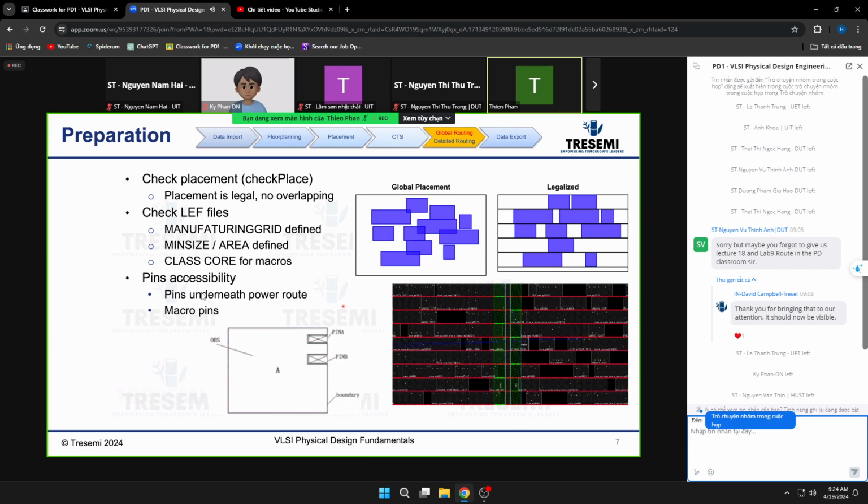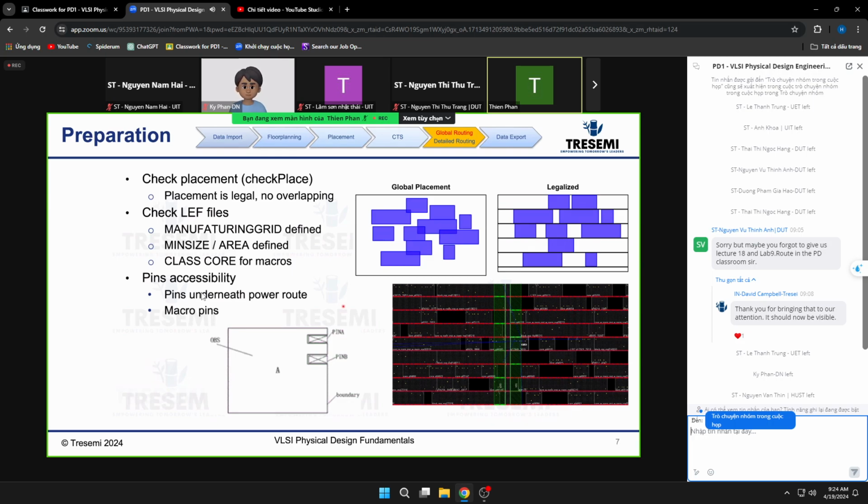Whatever spec you want for the signal connecting to these macro pins has to match the intent. So if initially you said it has to be a fat metal connecting to the pin, then the blockers need to be created accordingly.